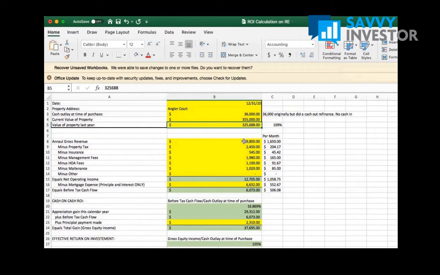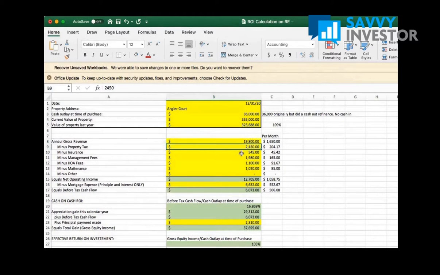My gross annual revenue from rents is $19,800 minus taxes, minus insurance, minus HOA, management fees, minus maintenance. Notice I put in a minus other. If there's other things that you're obligated for in taking care of the property, such as landscaping or pool maintenance or something like that the tenant's not taking care of, you could add that in here. And we can see that the net operating income on this property is $12,705.